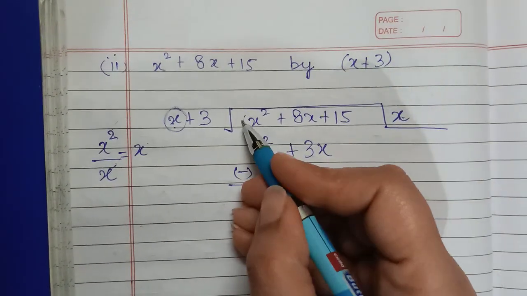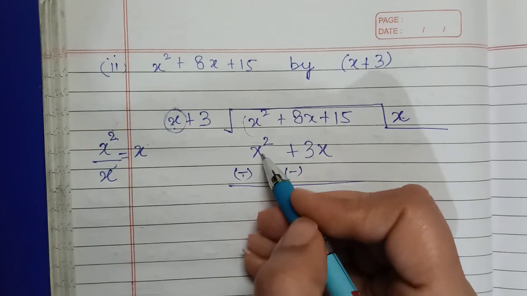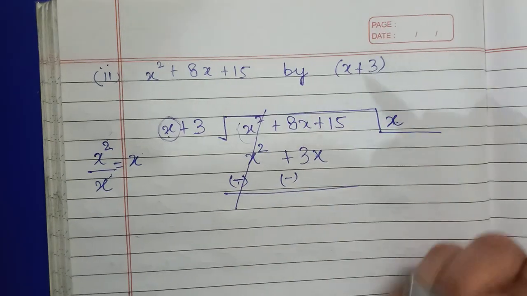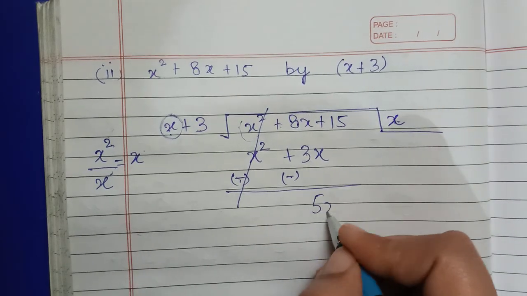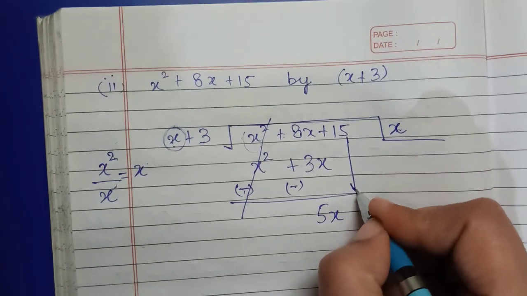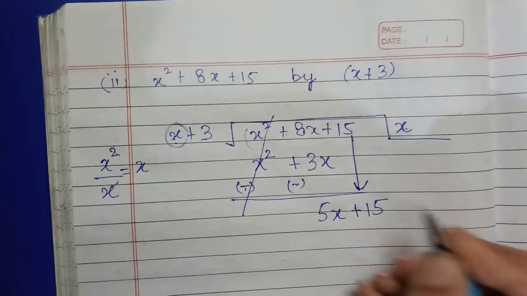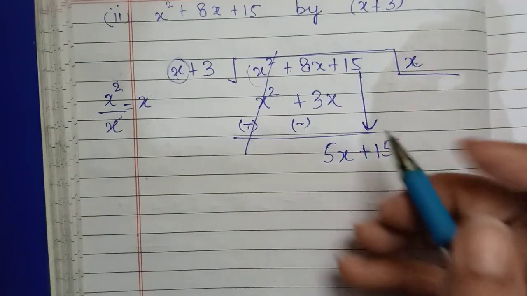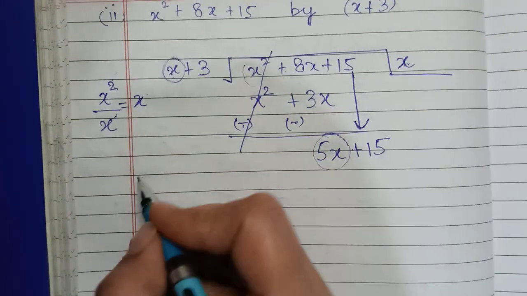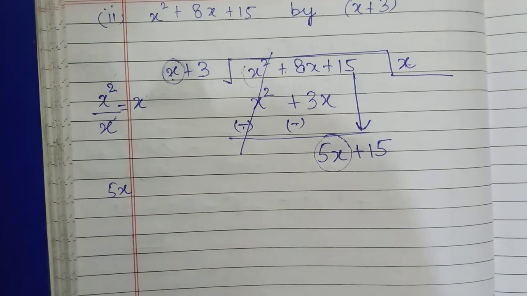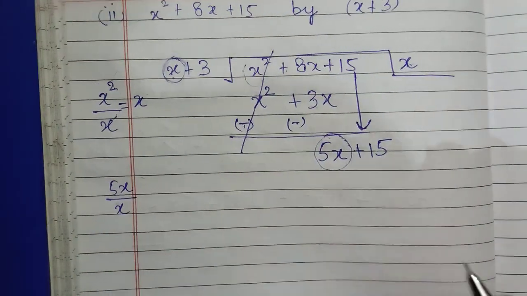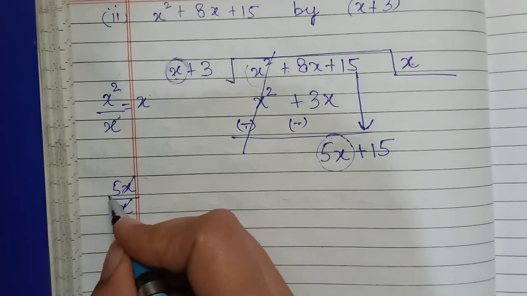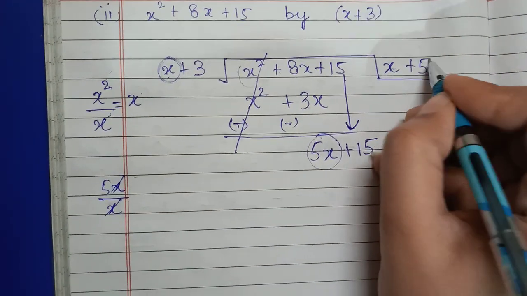Now plus minus minus, x square minus x square is 0. Now plus minus minus, 8 minus 3 is 5x, and we will copy the 15. Now again the first term of this expression is 5x. We will keep it in the rough, and the first term of this is x. We will keep it like this. Cancel. What is left? 5. So we will put 5 here.